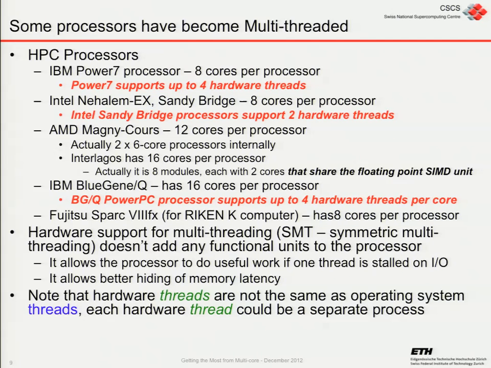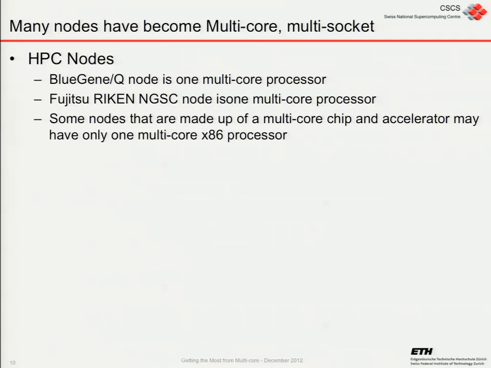Now, so that's our multi-threading, but many of these nodes have become multi-core, multi-socket. So first of all, get the ones out of the way that haven't been. So Blue Gene Q nodes have one multi-core processor. So that's physically just one processor. There's some levels of cache, and then all those cores see one view of memory. And this is something that will be important later on when we look at NUMA and Affinity on Wednesday.